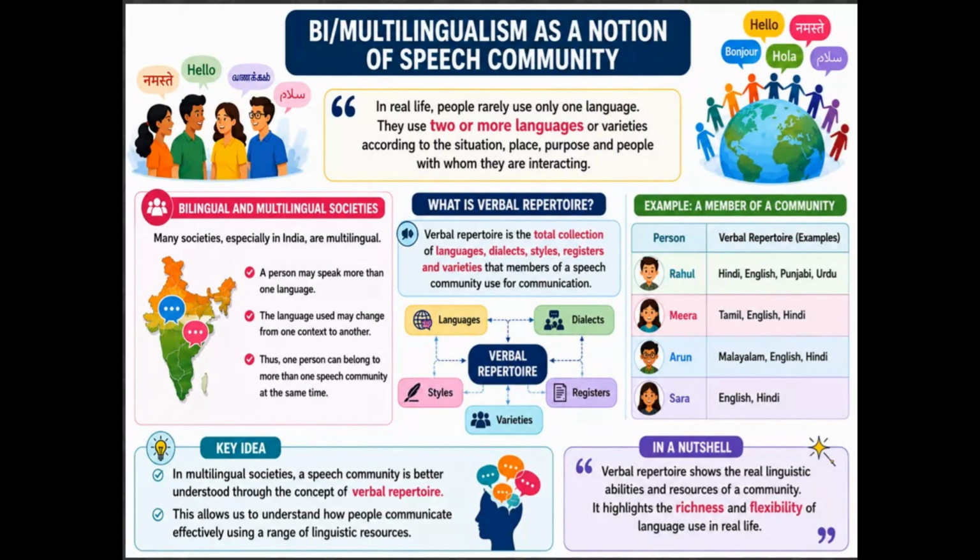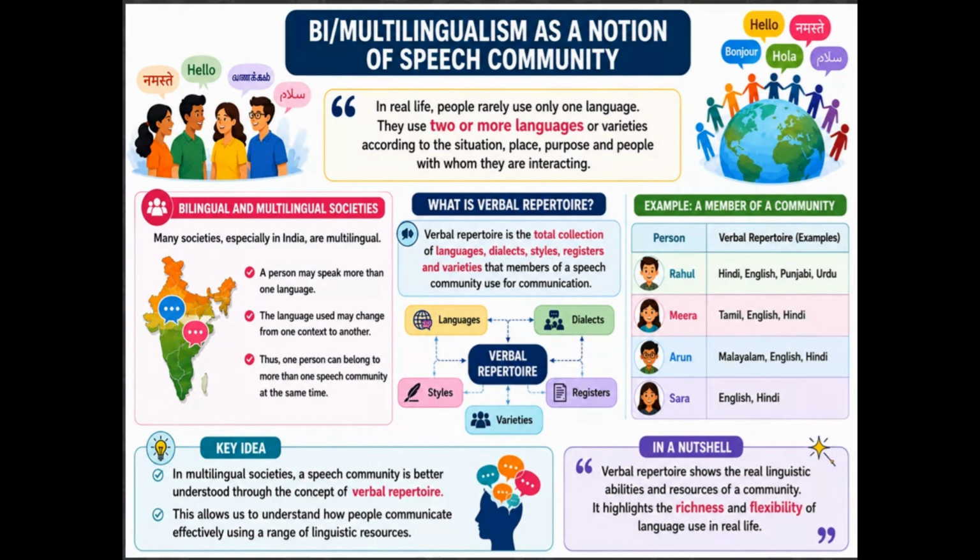For example, one person may know Hindi, English, Urdu and Punjabi. Another may know only Hindi and English. Someone else may know only Hindi. Even though their linguistic abilities differ, they still belong to the same speech community because they share parts of the community's verbal repertoire. Therefore, a speech community is better understood by looking at the entire range of linguistic resources shared by its members rather than by a single language.